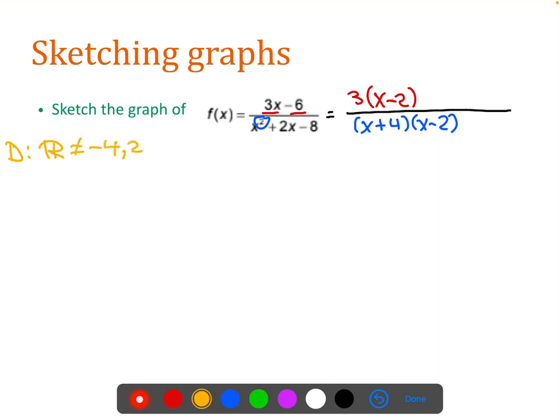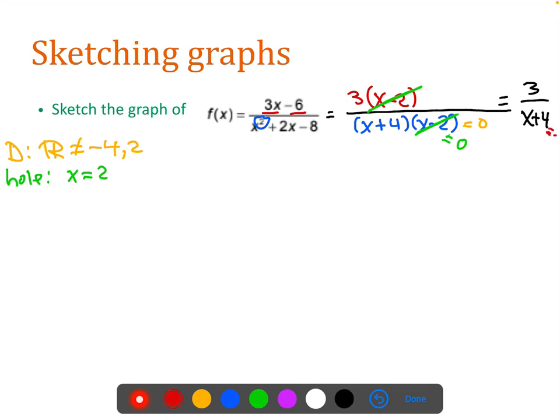Now, the domain that was useful to know is all real numbers except for -4 and +2, because remember we set the bottom equal to 0. And then we canceled. We said x minus 2 is where our hole is, so x equals 2, because you set that equal to 0. That's where the hole is. So I'm going to have an open circle on my graph at 2.